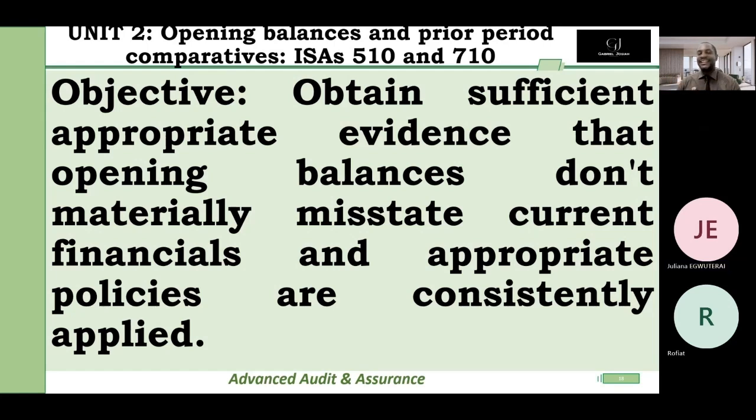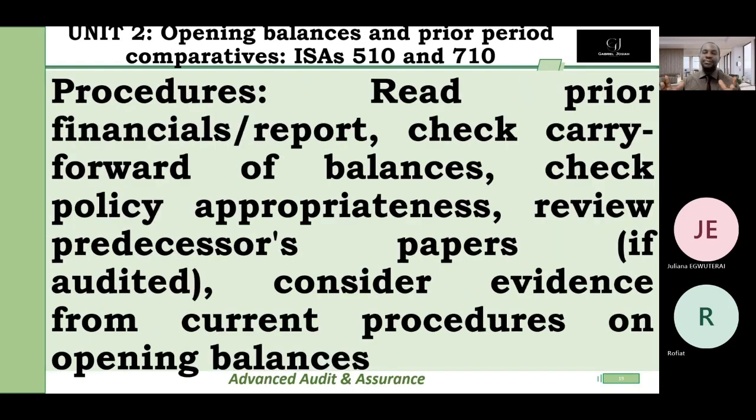Yes, I say 500 exactly. That the opening balances don't materially misstate the current financial statement. So the objective of this is to ensure that appropriate policies are consistently applied across the board. This is very important. And what are the procedures?